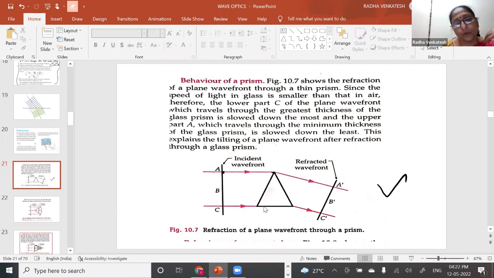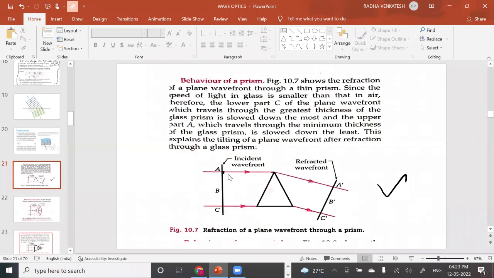So what does a prism do to any ray of light that falls on it? What phenomenon happens there? In a prism, what is the basic phenomenon? Refraction happens. What is refraction? Bending of light. This we have learned.